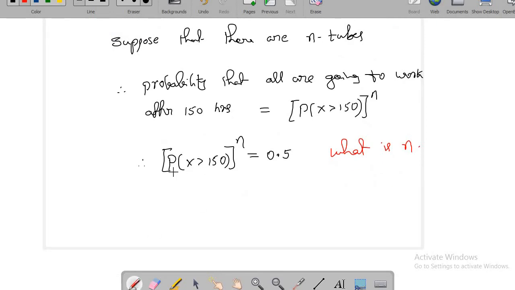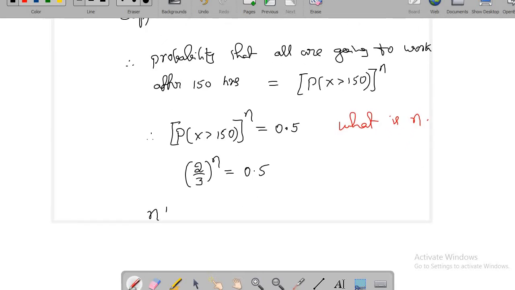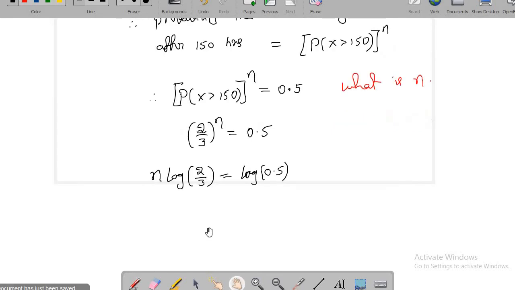And we know this expression, the probability that x is greater than 150, which is actually 2/3, so 2 by 3 whole power n, which is equal to 0.5. Now you can apply the logarithmic function on both sides, so n into log of 2 by 3 equals log of 0.5. So now you can see what n is. n equals log of 0.5 divided by log of 2 by 3. What is it if you calculate?